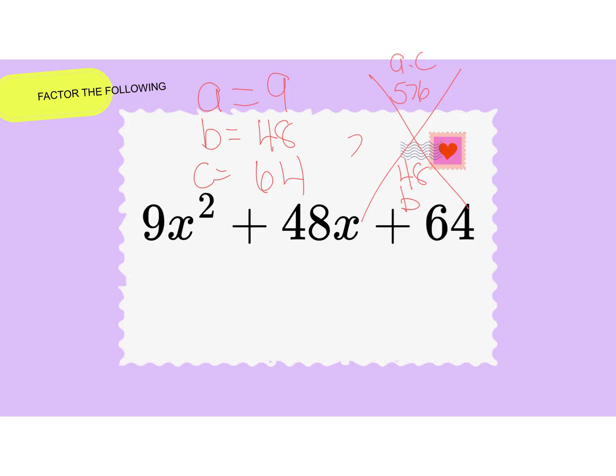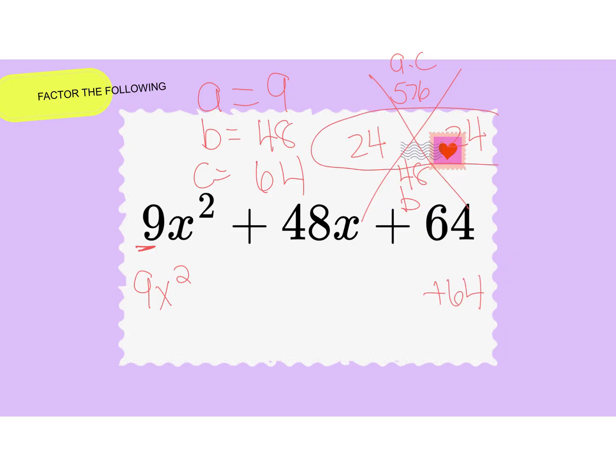And here I have 24 and 24. Okay, I found that with Desmos. So now, here's where it's different. My A value is greater than 1. So I'm going to write my first term, 9x squared, my last term, plus 64.